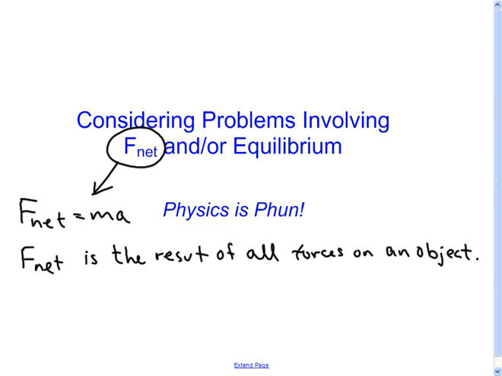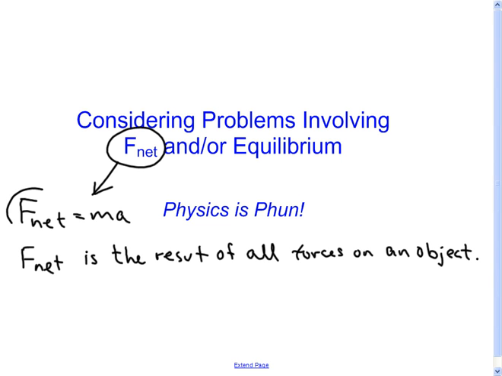Now, Fnet is referred to in Newton's first law. Newton's first law says that every object continues at rest or in a state of uniform motion unless acted upon by an unbalanced force. If it continues at rest or continues to have its velocity, that means its acceleration is 0. Newton's first law says that happens unless there's an unbalanced force. So if there's an unbalanced force, there will be an acceleration, right? And that's what Fnet equals ma is talking about.